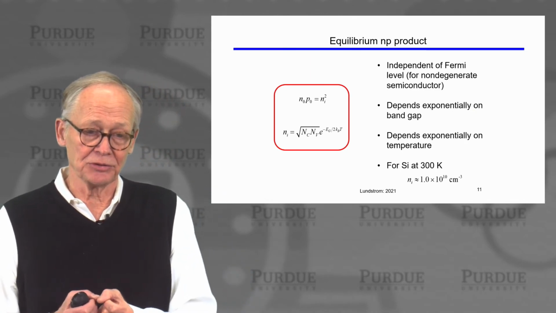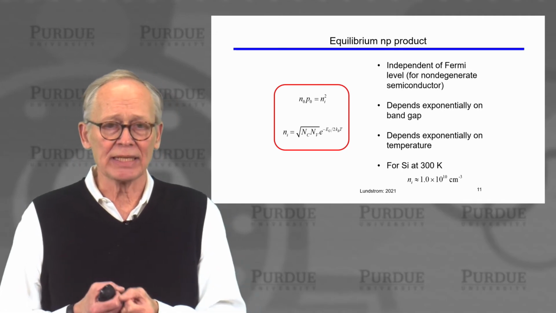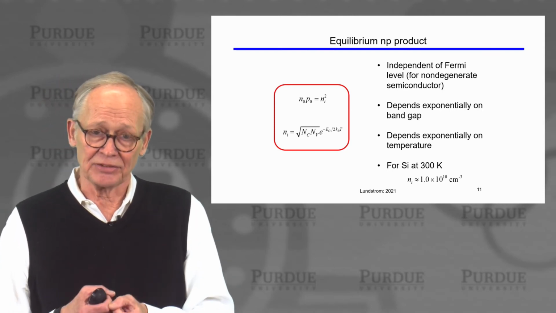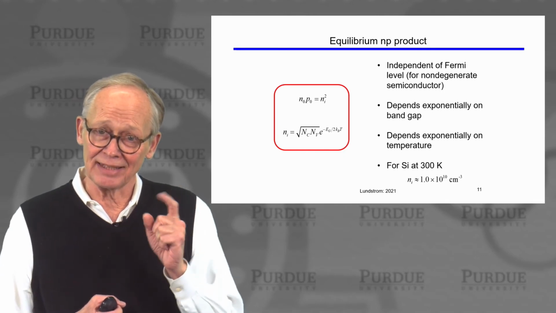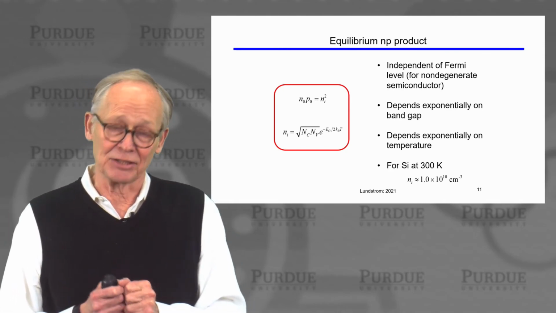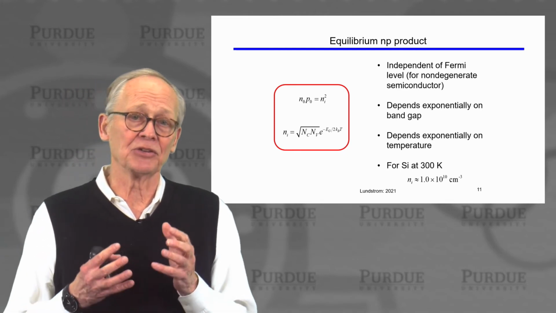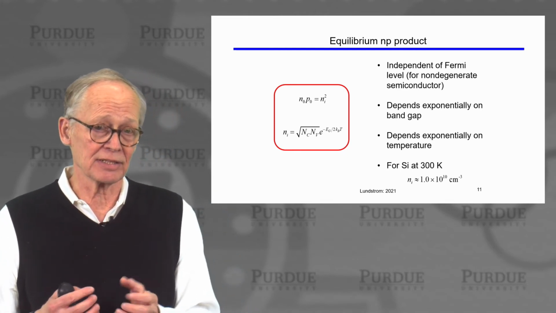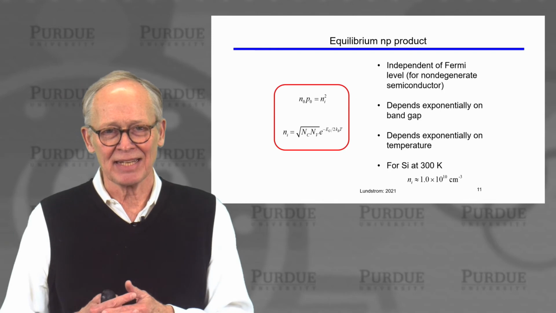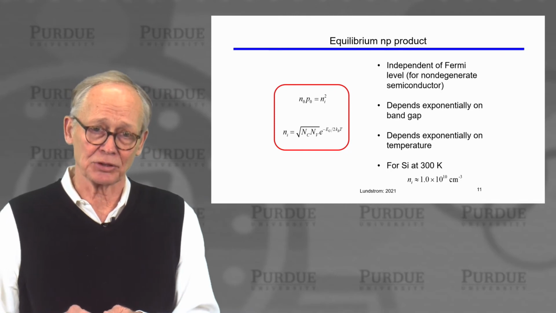Now we can take those two expressions and multiply them together. The Fermi level drops out when we do that, and we get an expression for this intrinsic carrier density that we've talked about before. We can see it's independent of the Fermi level. Remember, we're assuming a non-degenerate semiconductor. That's not the case when the semiconductor becomes degenerate. It depends exponentially on band gap, gets very small for wide band gap semiconductors. It depends exponentially on temperature. It can get very large at high temperatures. And remember, for silicon at room temperature, ni just happens to have a very convenient number. It's very close to 1 times 10 to the 10th per cubic centimeter.